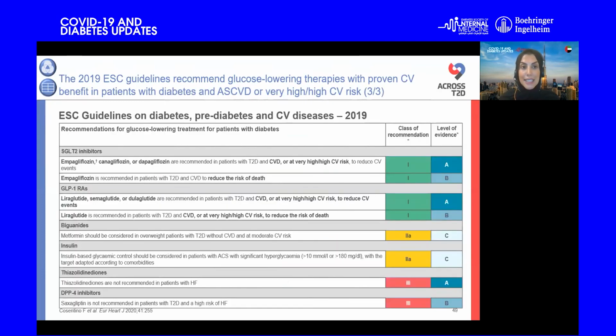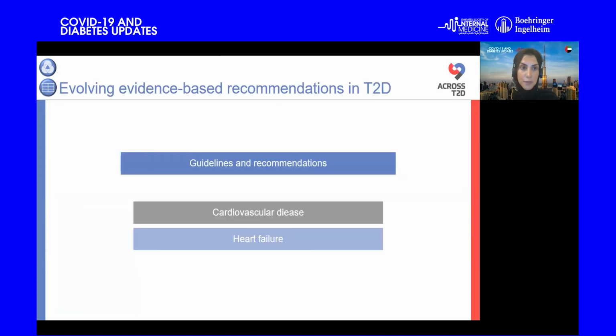In the 2019 ESC guidelines, when it comes to diabetic and pre-diabetic patients and cardiovascular disease, empagliflozin, canagliflozin, or dapagliflozin are recommended in patients with type 2 diabetes and cardiovascular disease, or at very high risk of cardiovascular disease to reduce the cardiovascular events. But when it comes to reducing cardiovascular death in particular, empagliflozin is mentioned clearly by name in the ESC guidelines as a recommendation in patients with type 2 diabetes and cardiovascular disease to reduce the cardiovascular death in those patients. And this was mainly attributed to the EMPA-REG outcome trial.